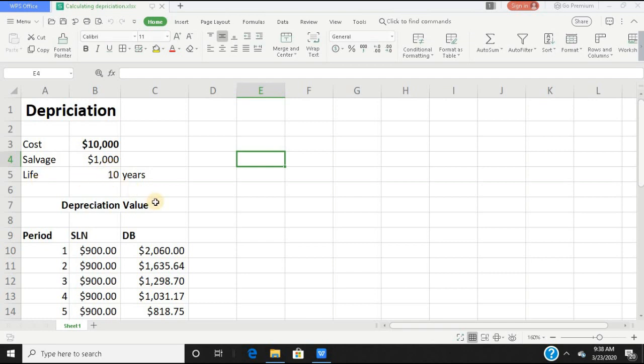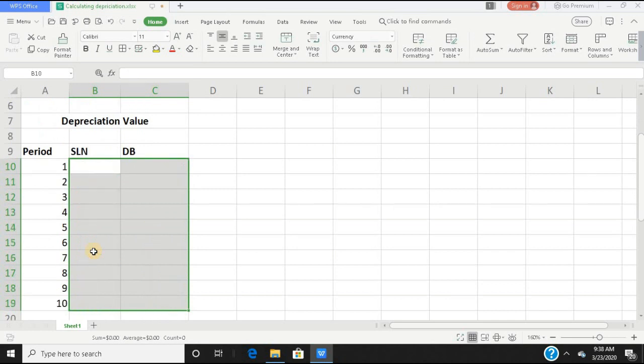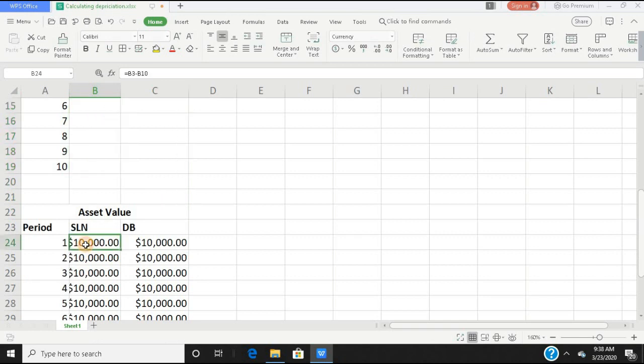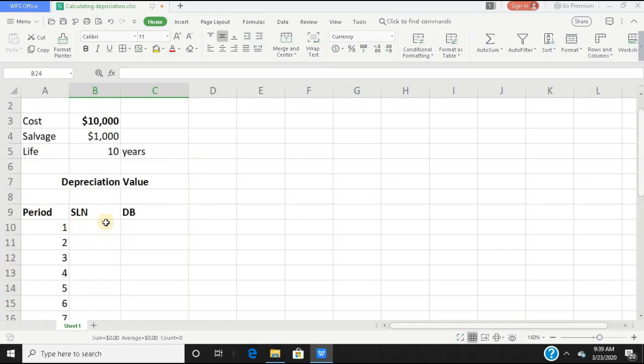Okay. Now, I have prepared my Excel sheet in such a way that in one pane or in one section, I would be calculating the depreciation values, and in the other section, I'll be calculating the asset value. Okay, depreciation values are those values. These are the values like how much of loss is occurring over a period of time.